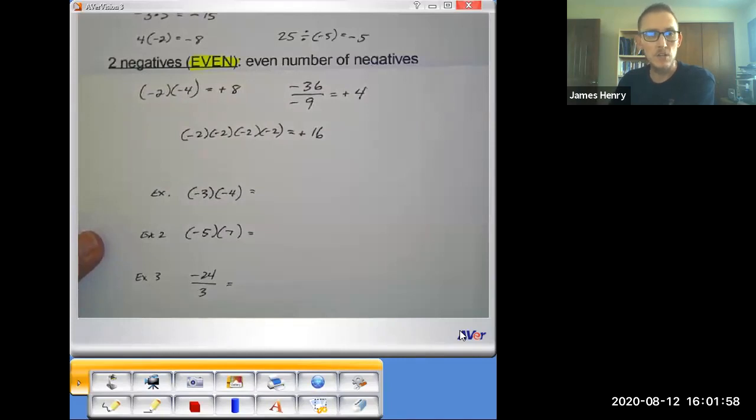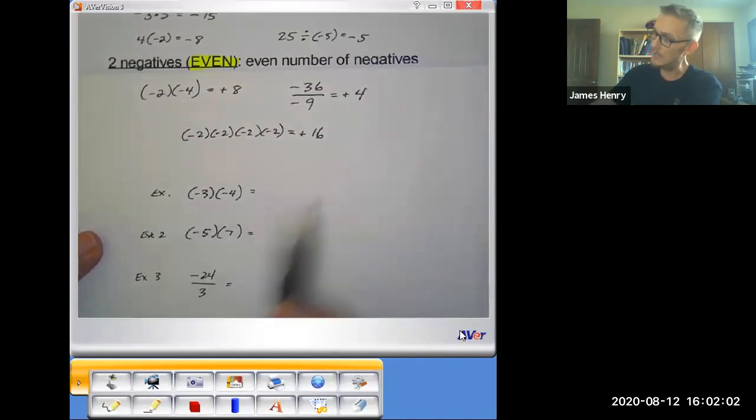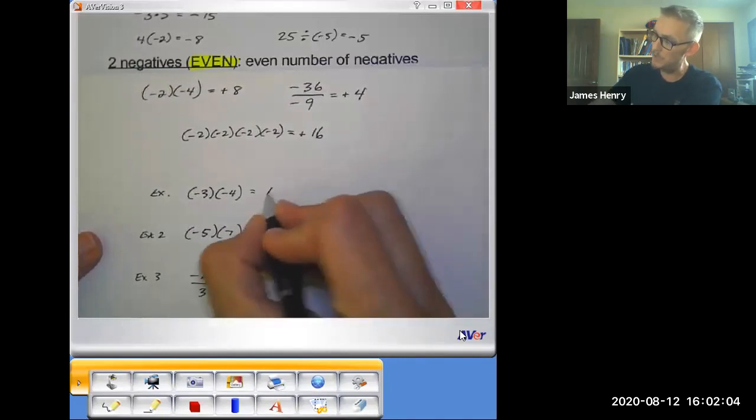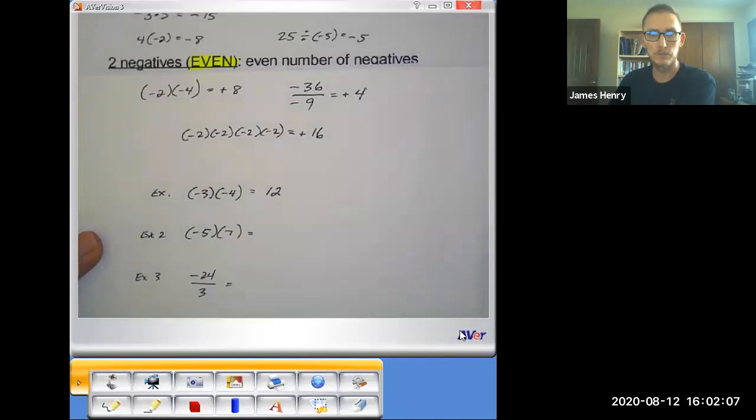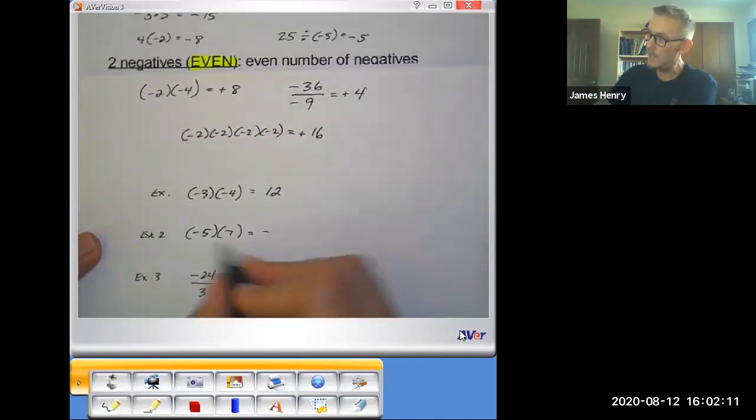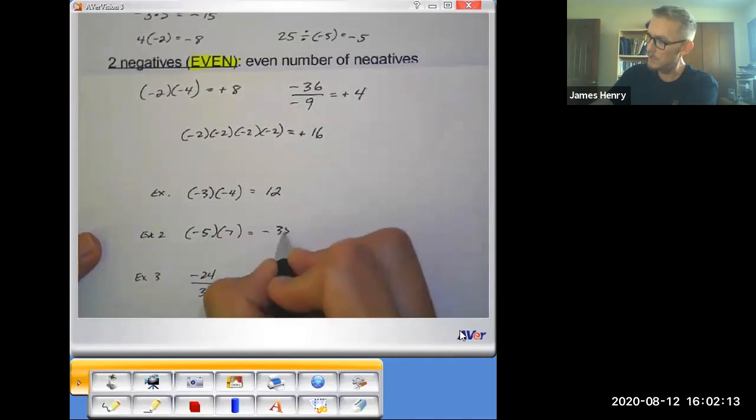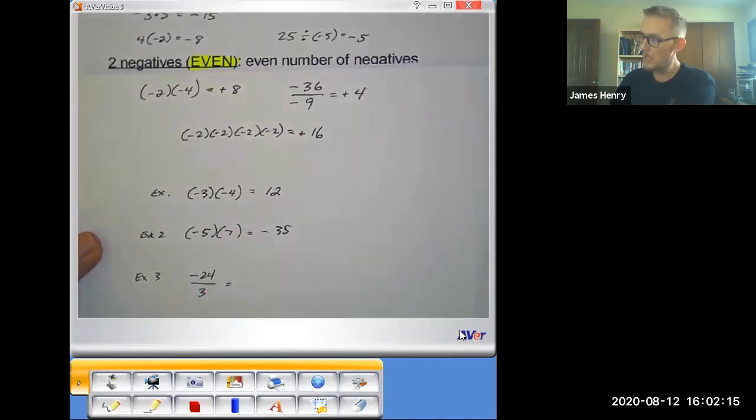Now that you've finished all 3 of these problems, let's look at the answers. This one had 2 negatives, so it has to be positive. 3 times 4 is 12. This problem had 1 negative, so the answer is negative, and 5 times 7 is 35. The last example has 1 negative and it's division, so there's going to be a negative answer. 24 divided by 3 is 8. Okay. That's your lesson on multiplying and dividing with integer rules.